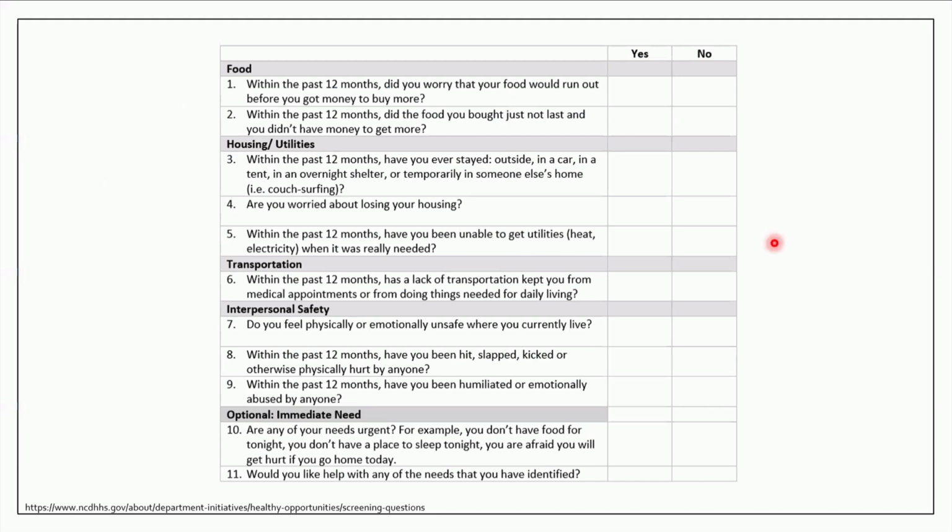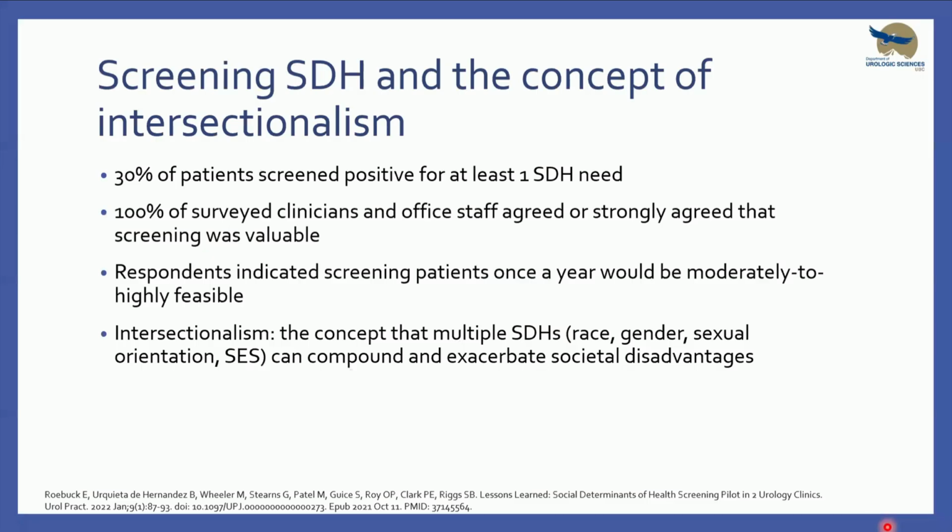This is a picture of their screener. Again, they look at food insecurity, housing and utilities, transportation, like a lack of transportation keeping you from medical appointments, and interpersonal safety. Interestingly, this question here is an immediate need question. So, are any of your needs urgent? For example, you don't have food for tonight, you don't have a place to sleep tonight, you are afraid you will get hurt if you go home today. So that was able to flag to people taking the screener that, if you needed immediate aid, they'd be able to help. From this study, 30% of patients screened positive for at least one need.